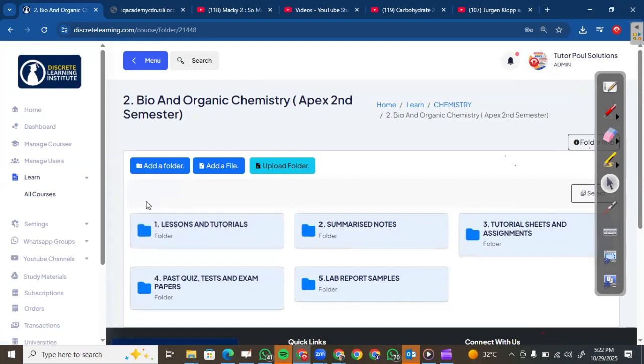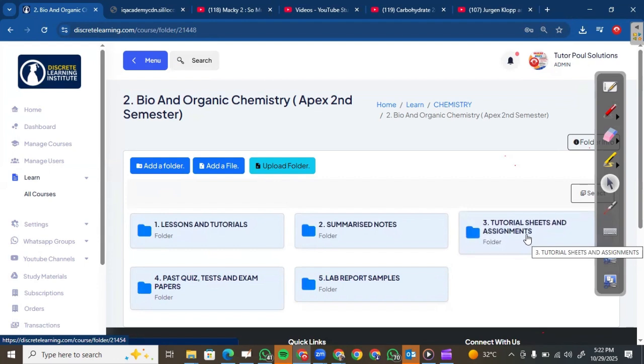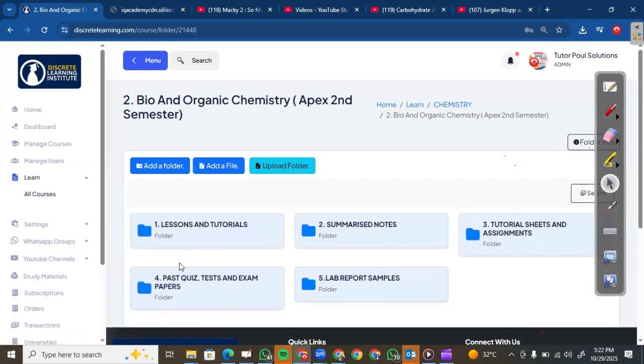For all the topics that you're going to learn, there are videos that you can use at your own time, at your own pace. Here there are summarized notes, so you can read them. And here is where you are going to find the tutorial sheets, videos, and the assignment videos. We have both written solutions and video solutions. If you want past papers, you come to this folder here. Let's check out the folder for the tutorial sheets and the assignments.